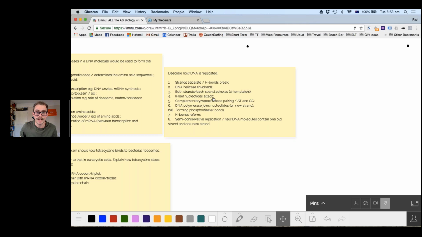Free nucleotides attach, again, according to complementary or specific base pairing. You should always be mentioning this when you've got A's and T's and G's and C's joining up. DNA polymerase joins nucleotides, so this time it's DNA polymerase. Again, we're forming phosphodiester bonds. Hydrogen bonds reform, that's kind of a minor point, to be honest. Semi-conservative replication, whenever you're talking about DNA replication, semi-conservative, because each new molecule contains one old strand and one new strand.